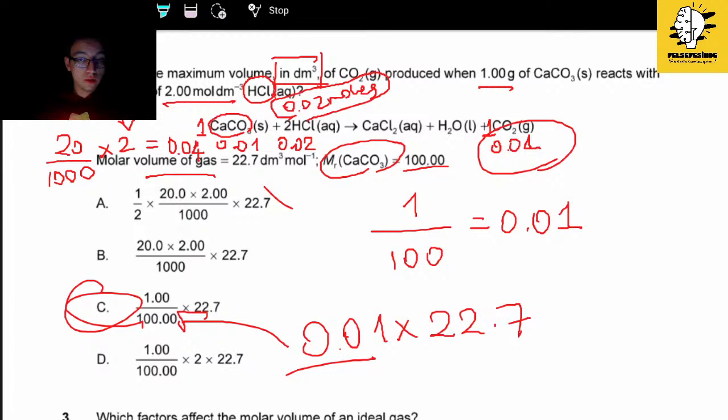Again, first, do we have any questions, by the way? Yeah. Because Ege firstly detected that hydrogen chloride was in excess because when calcium carbonate was 0.01 mole, hydrogen chloride was 0.04 mole, where the coefficient ratio between them was 1 to 2. So we said directly that hydrogen chloride is definitely in excess. Therefore, we made our calculations according to calcium carbonate.